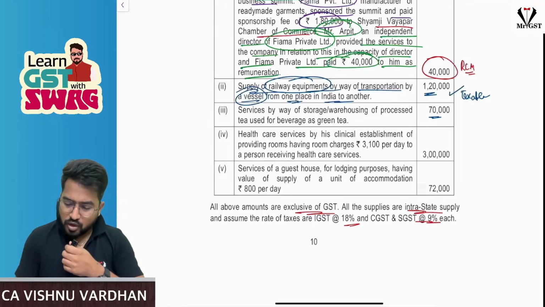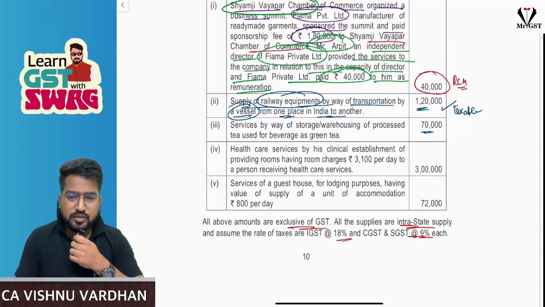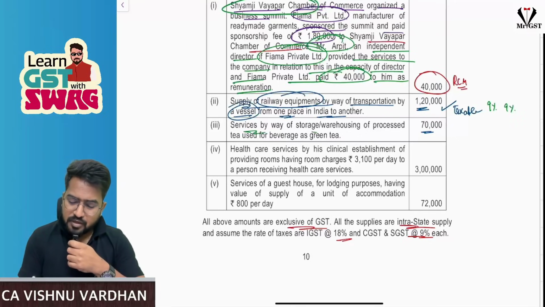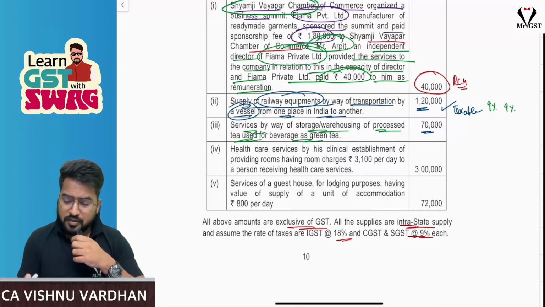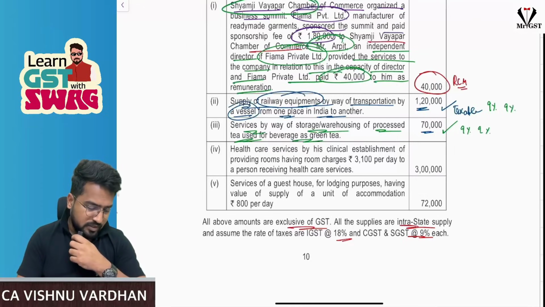Next, all are intrastate transactions. So on 1,20,000, what should we do? We should charge 9% and 9% GST. Okay. Next, services by way of warehouse storage or warehousing of processed tea. Storage or warehousing of agricultural produce is fine, but this is processed tea used for beverages as green tea, so it is not exempt. So this is also taxable at 9% and 9%. We will see on that also.